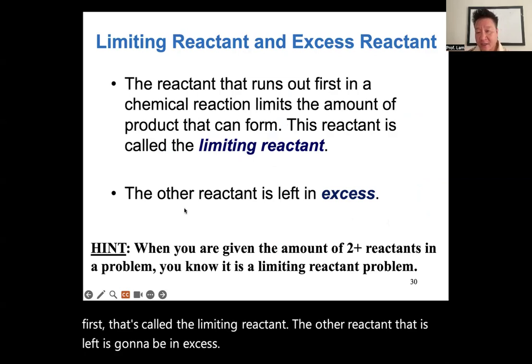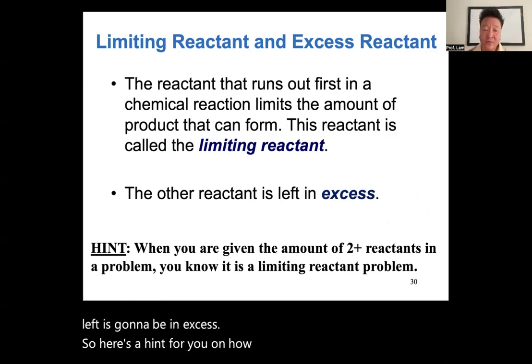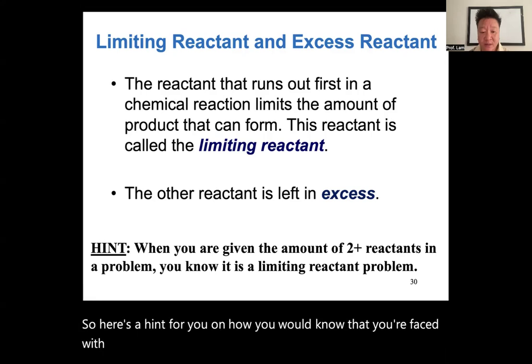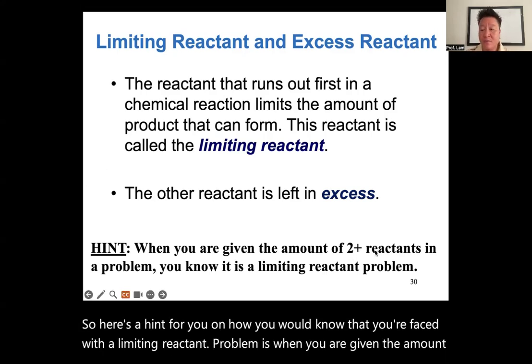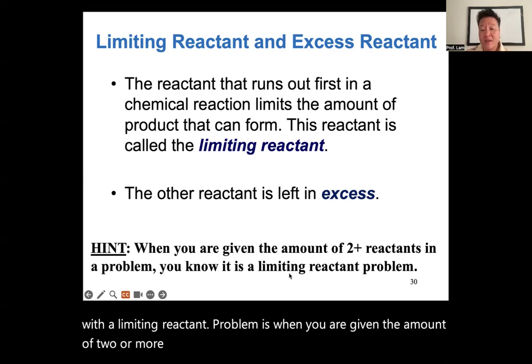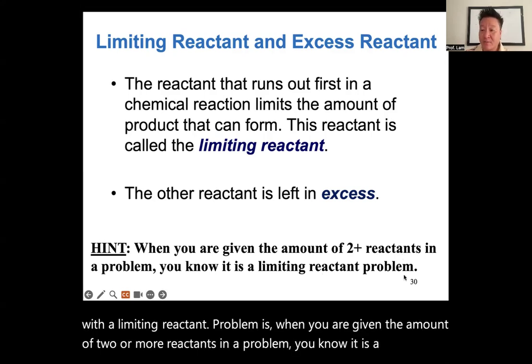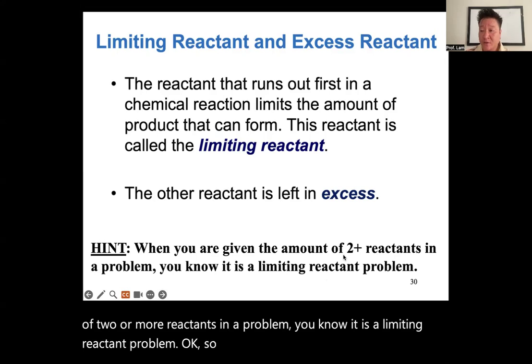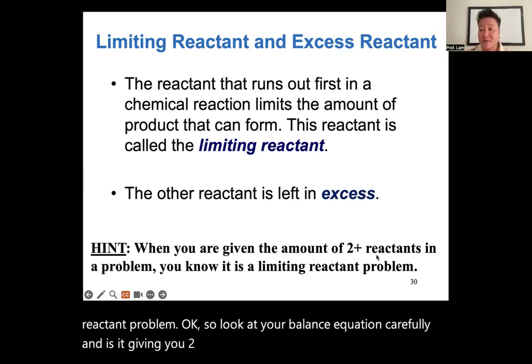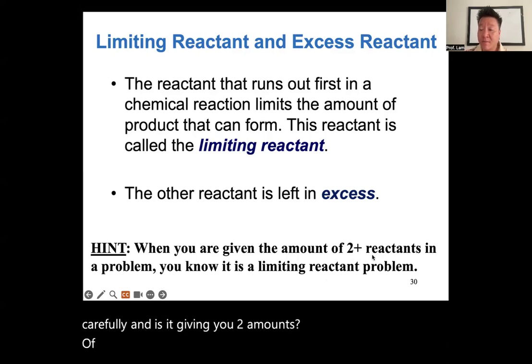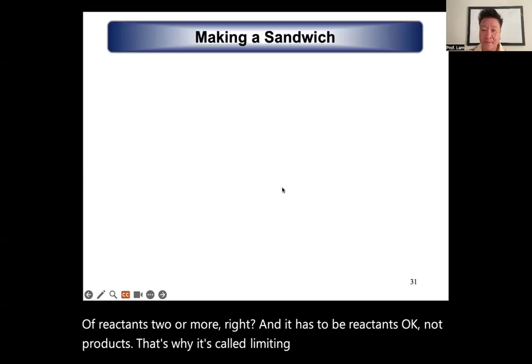So here's a hint for you on how you would know that you're faced with a limiting reactant problem. When you are given the amount of 2 or more reactants in a problem, you know it is a limiting reactant problem, okay? So look at your balanced equation carefully, and is it giving you 2 amounts of reactants, 2 or more, right? And it has to be reactants, okay? Not products. That's why it's called limiting reactant, okay?